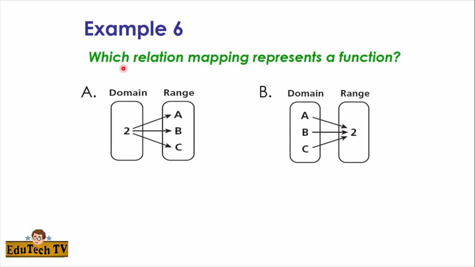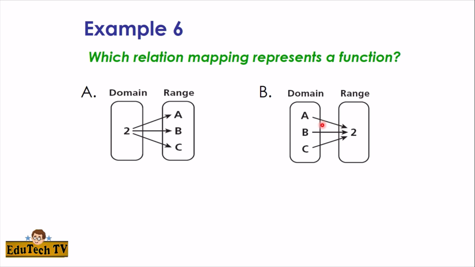Next example, which relation mapping represents a function? Tingnan natin dito sa choice A. Sa domain, meron tayong iisang input, pero marami siyang output. Or yung domain natin, which is 2, okay? Meron siyang pair or partner sa A. Yung 2, meron ding B, at partner din niya ang C. So, ibig sabihin, naulit ng 3 beses yung 2. So, ibig sabihin yan, hindi na ito function.